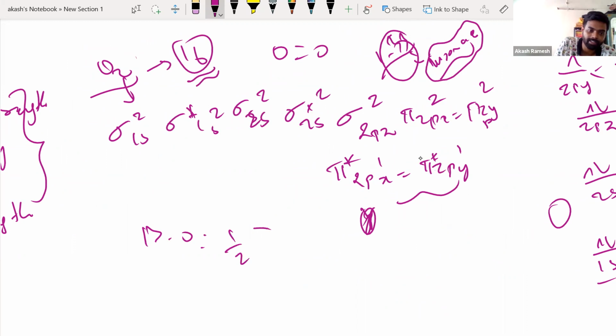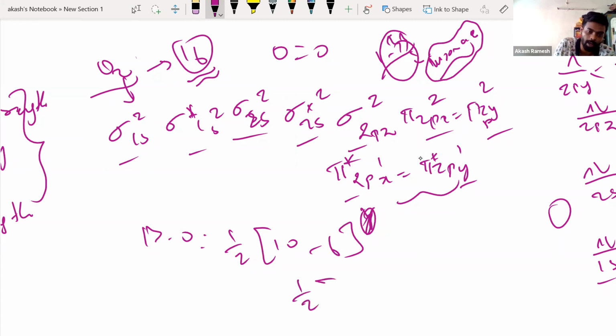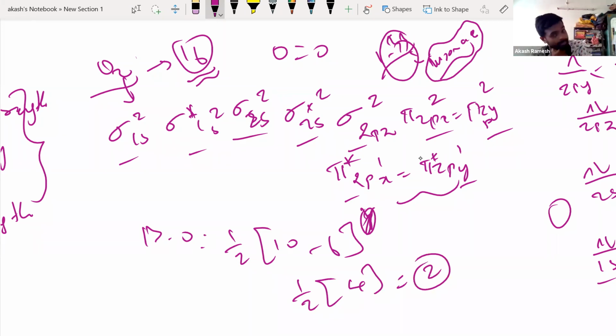If you calculate, it is half into the number of electrons in bonding. So 2, 4, 6, 8, 10. 10 electrons in bonding molecular orbitals, you can see all without the stars. And with the stars, you calculate 2, 4, 6, so 6 electrons. So 1 by 2 into 10 minus 6, which is 4. So you'll find that the bond order is 2. Very, very simple.